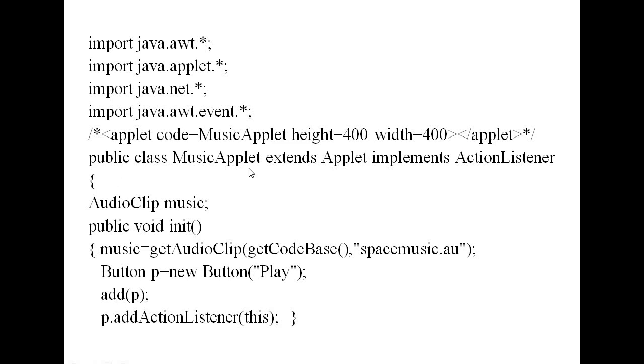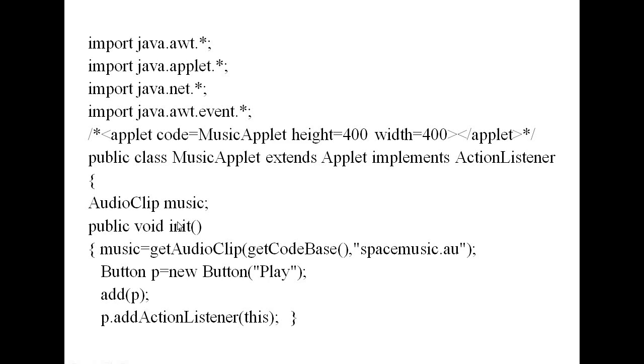Here this MusicApplet extends Applet and implements ActionListener, because ActionListener is an interface that supports the event model. Event generation and event handling is implemented using the ActionListener interface. Then AudioClip music, we have created an instance for AudioClip. Whatever AWT controls we are adding should be specified as global values before any of the methods.